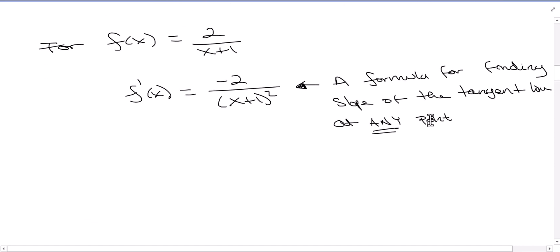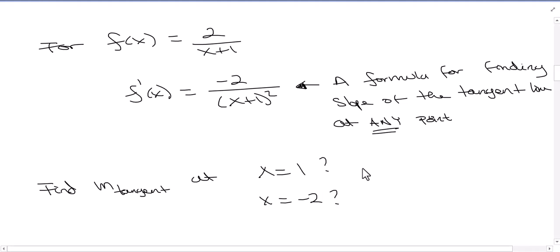So now say I wanted to find the slope of the tangent line at, let's say, x equals 1. And what about at x equals negative 2?